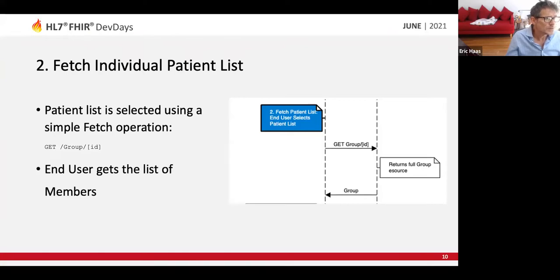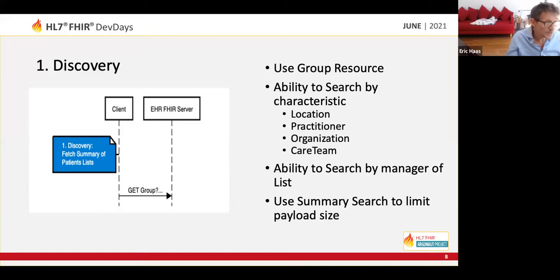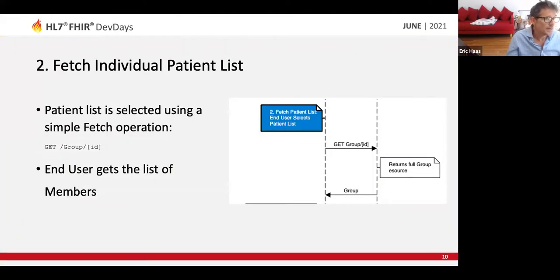So once we've discovered the group, we've discovered what's available for us to look at, then the next step is to fetch that individual patient list. So you can imagine you say, hey, EHR, what list can I look at? You get a dozen lists and you want to look at the first one. So to do that, it's basically a simple FHIR RESTful fetch operation. You have the ID for the group and you just basically retrieve it. It doesn't get much more simple than that in FHIR. It's basic fetch.